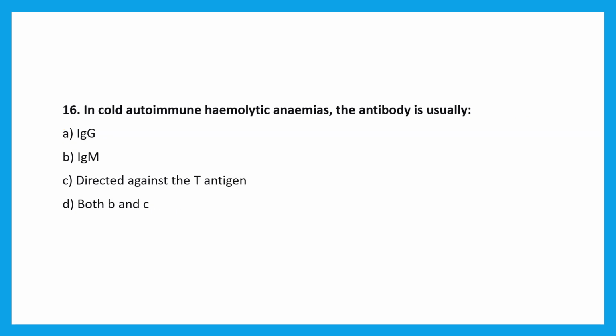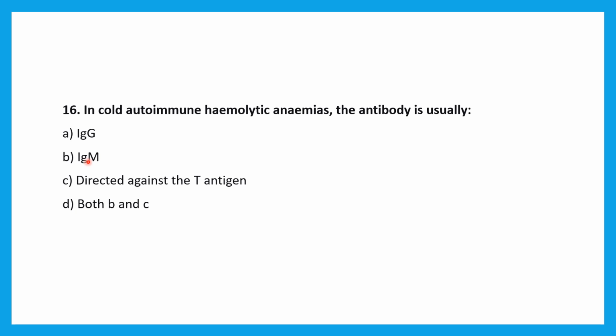15. In cold autoimmune hemolytic anemias, the antibody is usually A. IgG, B. IgM, C. Directed against the I antigen, D. Both B and C. So in cold autoimmune hemolytic anemias, the antibody is usually, let's look at it.